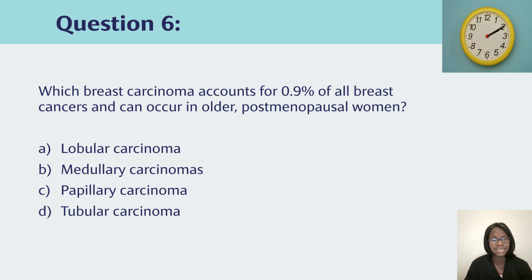Okay, question 6. Which breast carcinoma accounts for 0.9% of all breast cancers and can occur in older postmenopausal women? Is it lobular carcinoma, medullary carcinomas, papillary carcinoma, or tubular carcinoma? I'll give you just a few moments to think about this because this is probably where the questions start getting a little difficult and require more thinking.